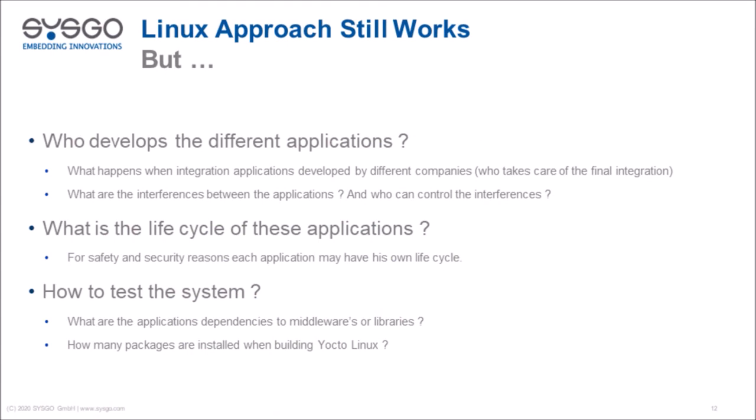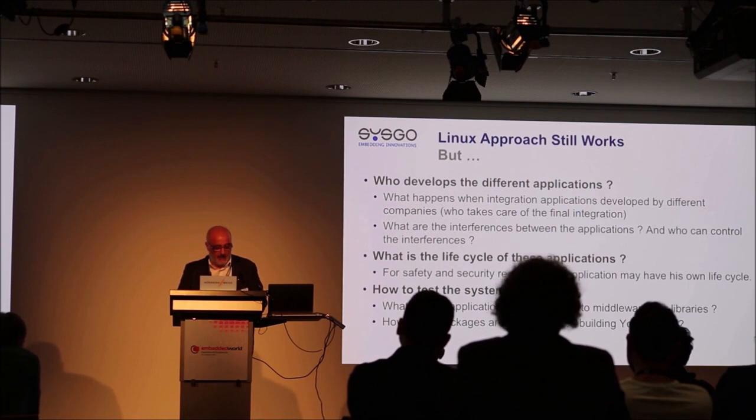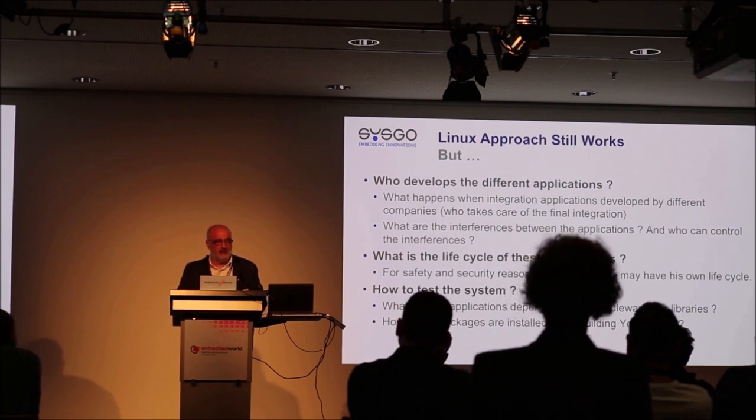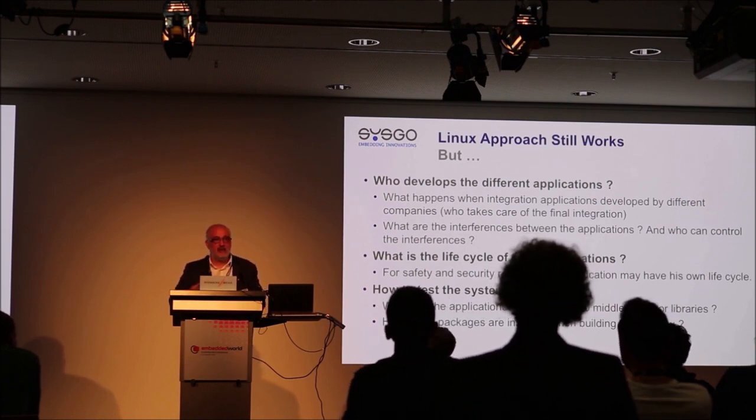You have security, where you need to update fast, react fast, and safety, where you need to do a lot of qualification, a lot of testing in order to guarantee that the system is still stable. And by the way, how do you actually test the system? So lifecycle is different. How do you actually test the system? Because now you have a very complex system. And all the interaction between the different applications will be difficult to test on a complete system.